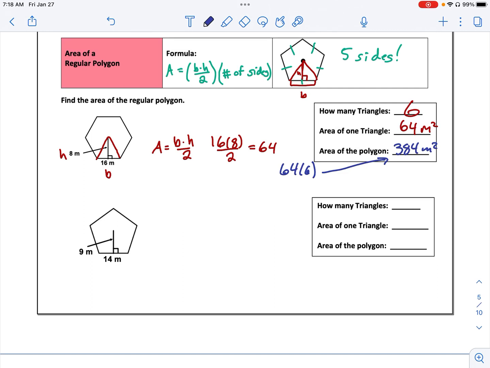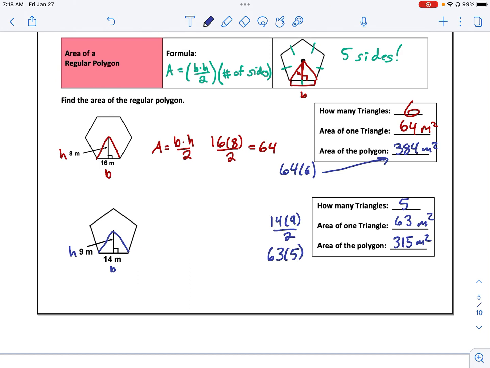So why don't you pause the video, try the next one, and then watch. So this next one has 5 sides, so we have 5 triangles. The base is 14, and the height of the triangle is 9. So we'd be doing 14 times 9 divided by 2. So if you type that into your calculator, you get 63 meters squared. And then if you take 63 and multiply it by 5, you should get 315 meters squared.